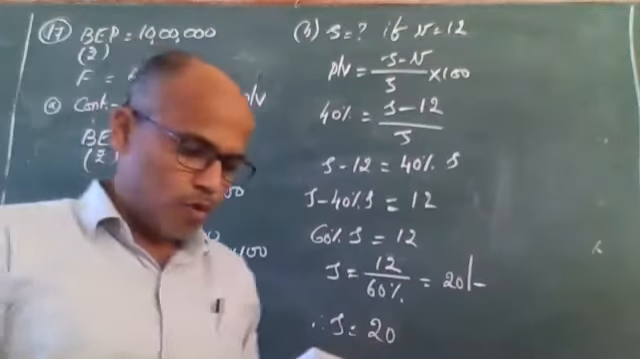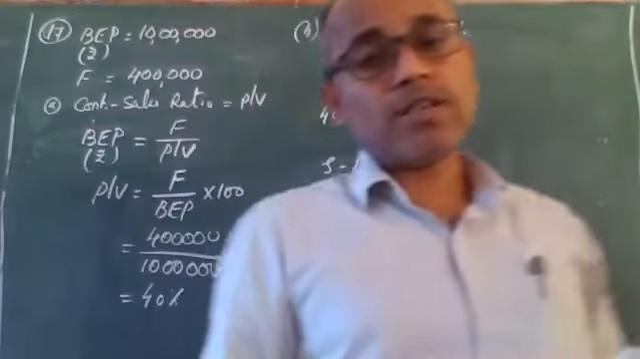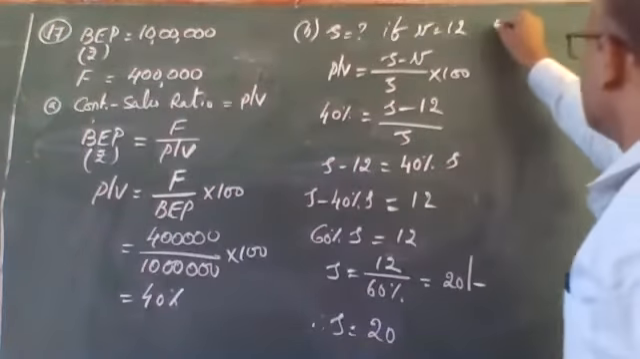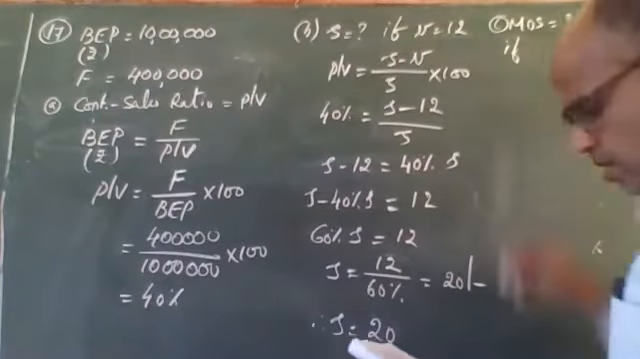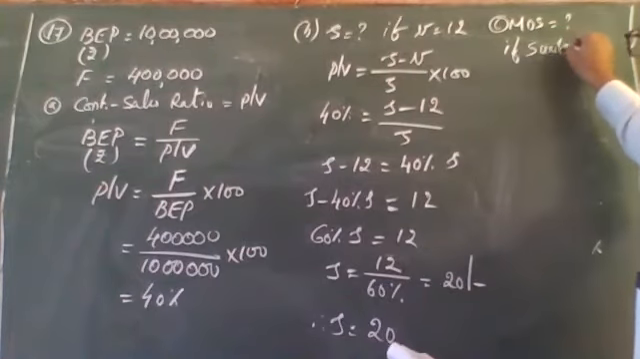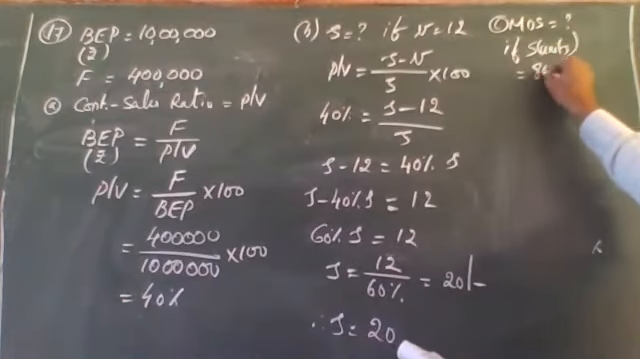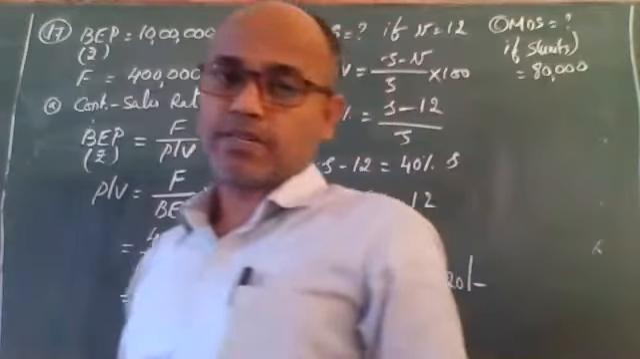There is one more point. Margin of safety if 80,000 units are sold. Now, he is asking MOS. The third bit is MOS is how much if sales units are 80,000. Now look at this. He gave you sales units.